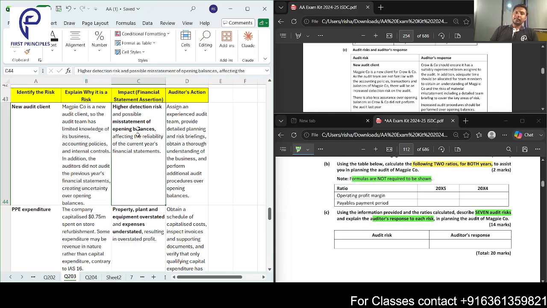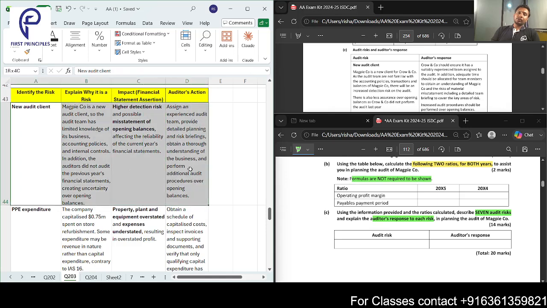So what is the impact? There will be high detection risk, and it's possible that the opening balances may be misstated, that is, the previous year's closing, because you don't know. There's a chance that might be wrong also. So as an auditor, what you can do: send an experienced team, provide more detailed planning, and give sufficient time to understand the business. Better planning, more experienced team, and additional procedures over opening balances, just to check that everything is correct. That is about the new audit client.